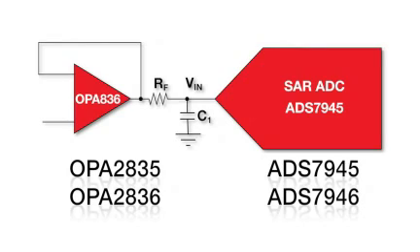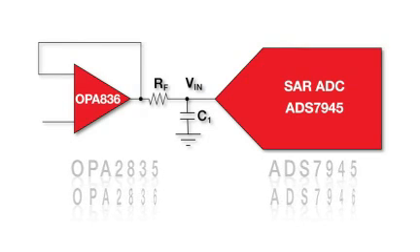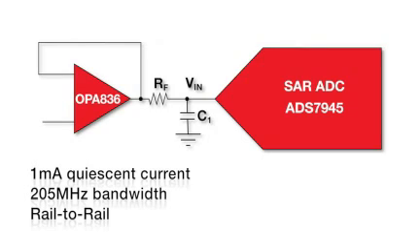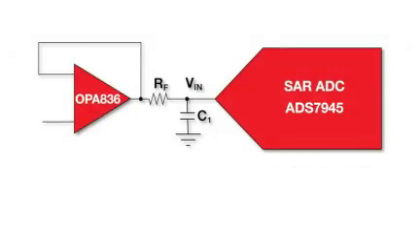As you can see in this graphic here, OPA836, which is a single low power, rail-to-rail output voltage feedback amp with only 1 milliamp of quiescent current and 205 megahertz of bandwidth, is driving the ADS7945, which is a 14-bit, 2 megasamples per second, dual-channel micro-power SAR ADC.